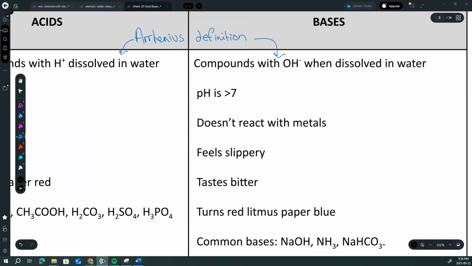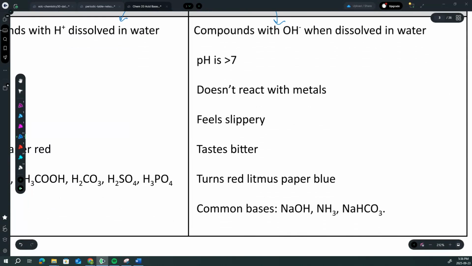And the pH for bases is going to be above 7. They don't react with metal, they feel slippery, taste bitter. So for bases, if you've ever accidentally gotten some soap in your mouth, or maybe you intentionally put soap in your mouth, or you got soap put in your mouth by your parents, if you've ever tasted soap, it definitely tastes bitter, and obviously, like we've all felt soap, it feels quite slippery. Okay, soap is just something that is more on the basic side.